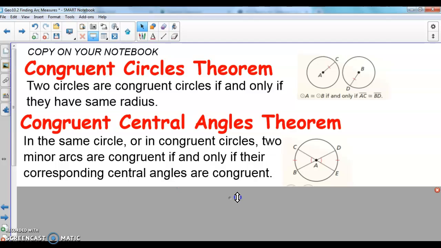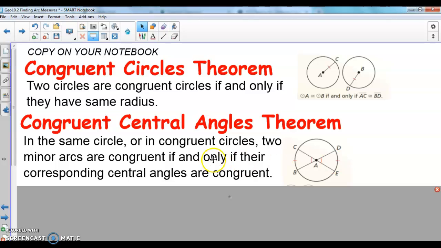The second example is called the congruent central angles theorem. In the same circle, which is circle A, two minor arcs are congruent. So the minor arcs are CD and DE, if and only if the corresponding central angles, which are CAB and DAE, are congruent to each other. So in other words, if these two minor arcs are congruent, then so are their corresponding central angles. And the converse is also true. If these two central angles are congruent to each other, then their corresponding minor arcs are also congruent.